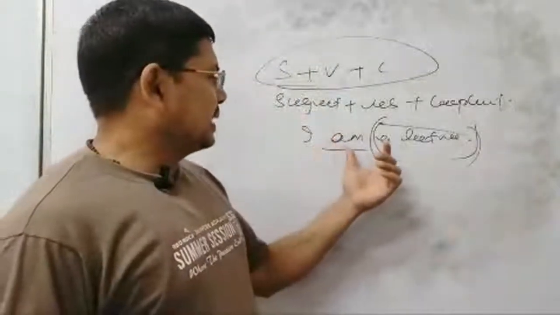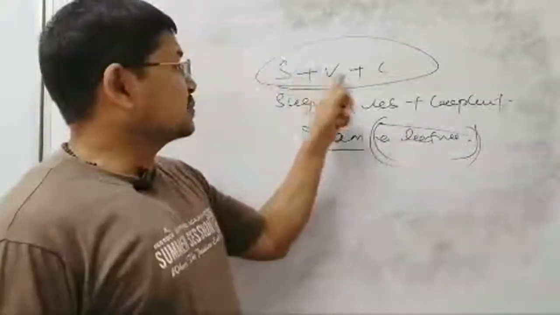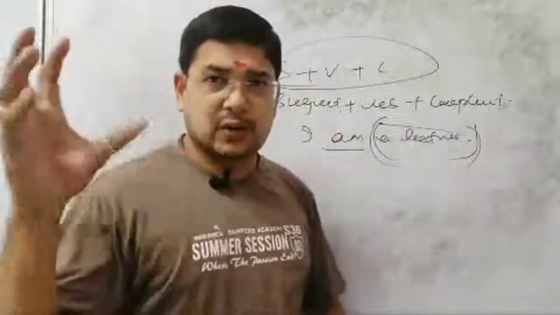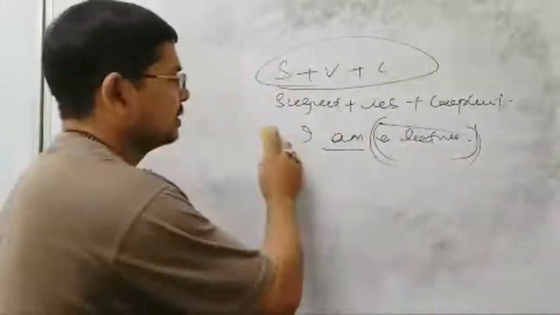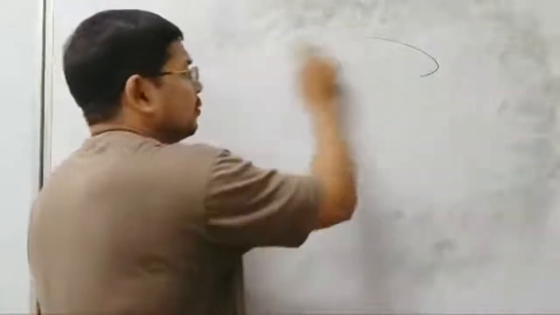I, and auxiliary verb, and complement. So this is the structure: subject plus verb plus complement. And I told you already about the object. Then let us go to the next structure. What is the next structure?